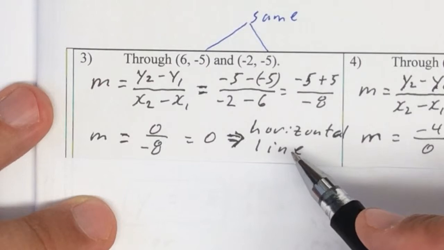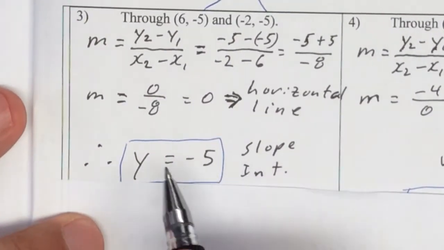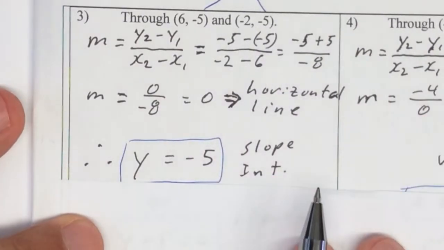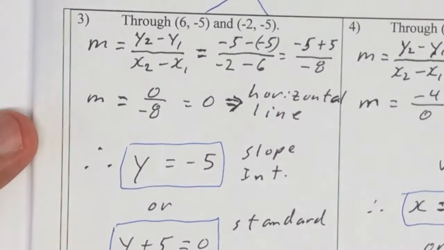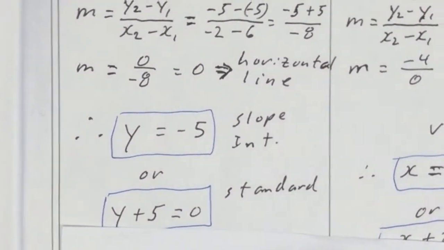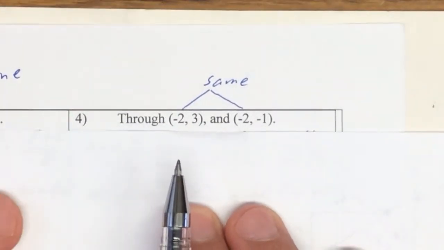So if the slope is 0, we have a horizontal line. Life is easy: y equals negative 5. Y equals the y-coordinate of the points, which doesn't change. Rearrange that to standard form as y plus 5 equals 0. The next example, you can pause and try this if you want.